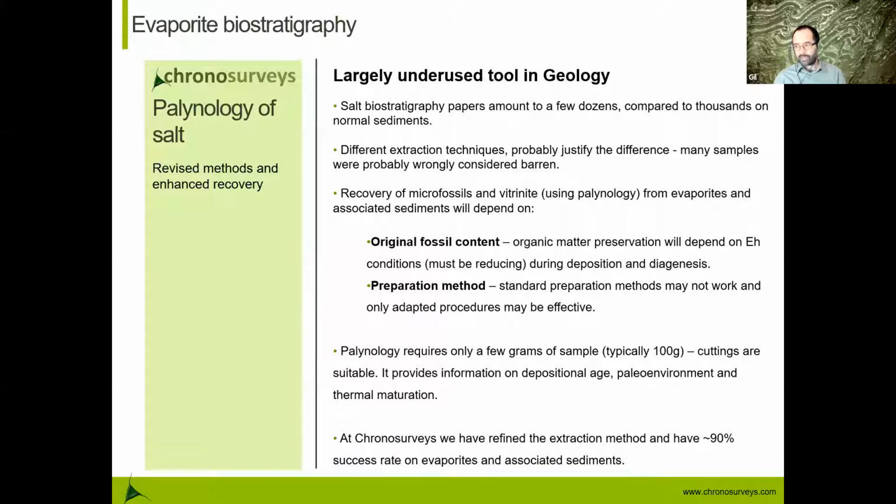After quite a bit of time in the lab, and we've tried to refine the method, now we have something like a 90% success rate, meaning that we can extract organic matter from around 90% of the samples we process. From those 90%, not all of them are productive in terms of recognizing the actual fossils to be able to work out the biostratigraphy, but at least in terms of the method itself of actually extracting the organic matter, we have comparable success rates to normal sediments, so non-evaporitic sediments.